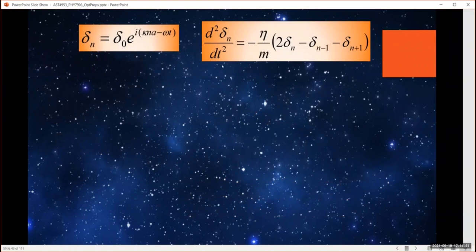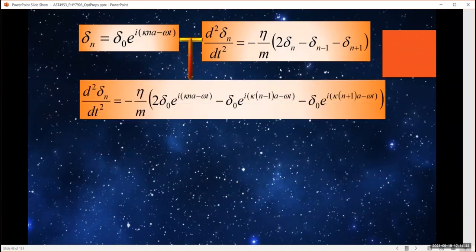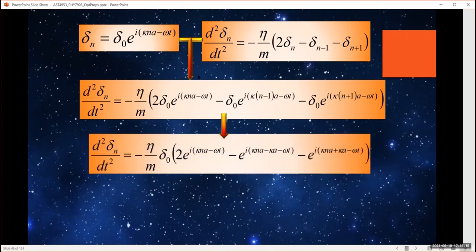This is my solution, and this is my original wave equation. And so I'm going to plug this dn into here. So I've got d of n, just putting an n in here, but that means that d of n minus 1 here, I put in n minus 1 here, and d of n plus 1 here is in here. The acceleration now is given by this equation, where I can now do some simplification here. I'm just doing some math. So all I've done is to substitute in the delta zero e to the i kappa na minus omega t.